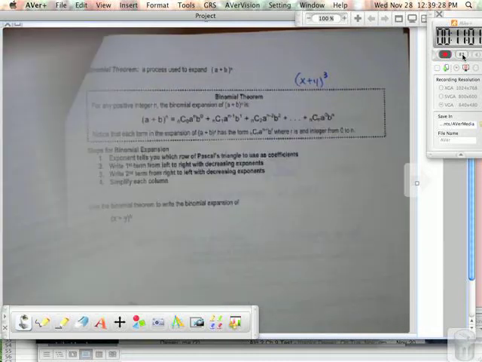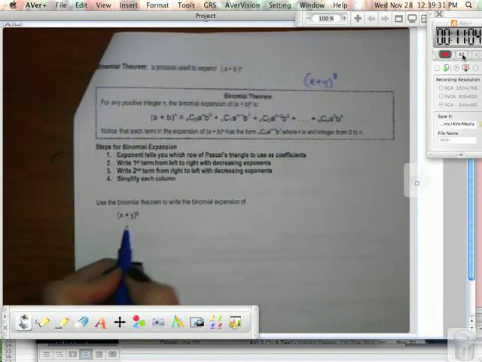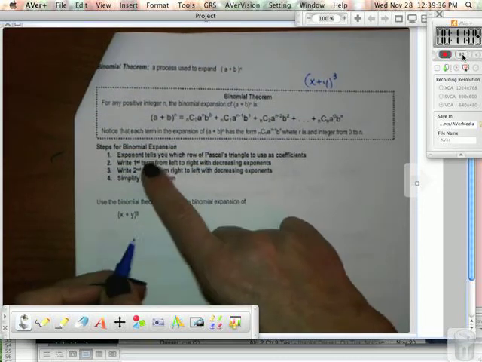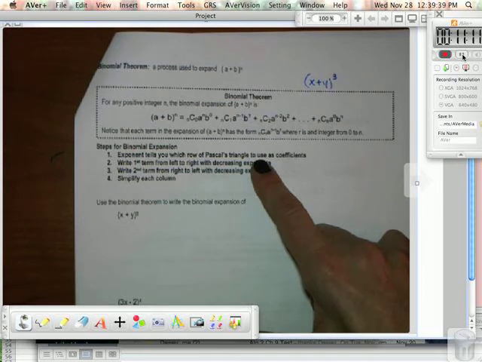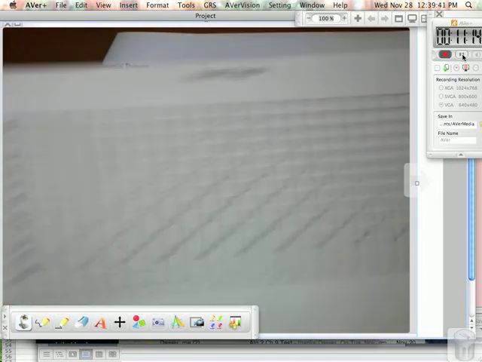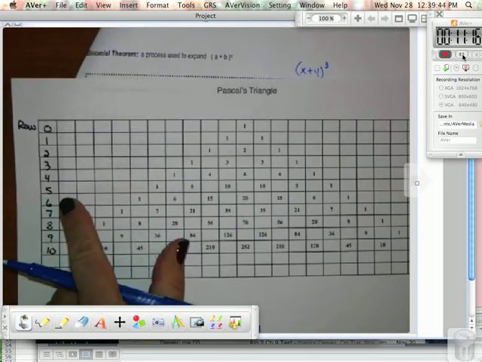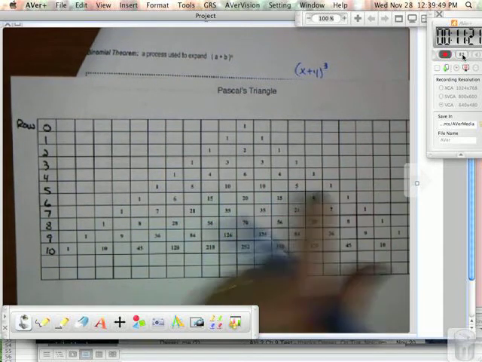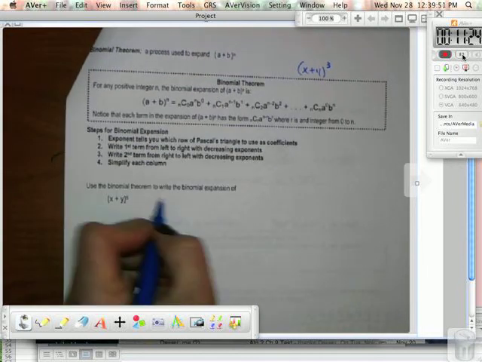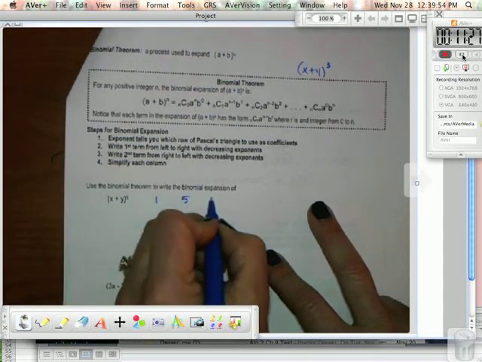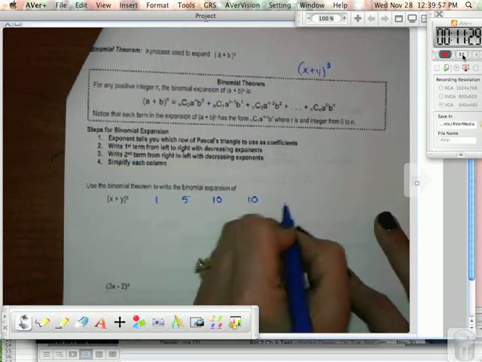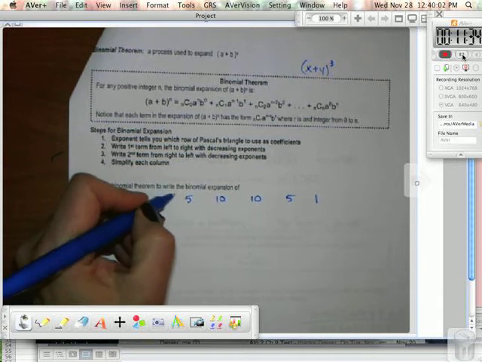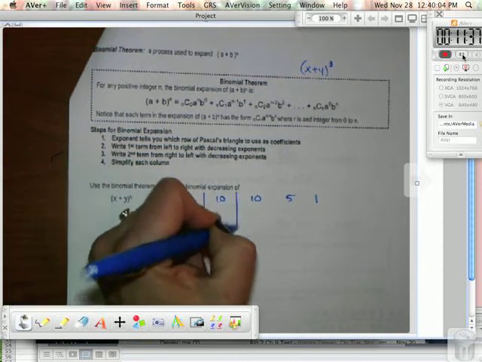All right. So what I want you to do here, we have to expand x plus y to the 5th power. The first thing I want you to do is the exponent tells you which row of Pascal's triangle to use as coefficients. So this is a 5. I'm going to go here and I'm going to look at row 5. These are going to be my coefficients, 1, 5, 10, 10, 5, and 1. So I'm going to list those right here with just a little bit of space in between. Okay? Now, the next thing I'm going to do is draw just a little line here just to keep these columns organized.